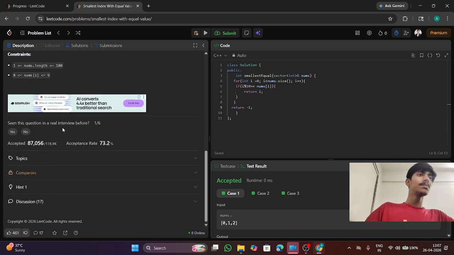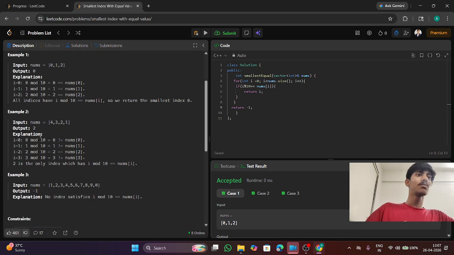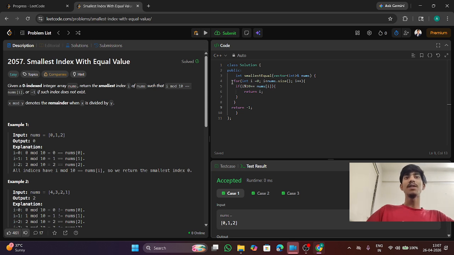so I explain the time complexity. Time complexity is O(n) because of a single for loop, and space complexity is O(1) because no extra memory is used. So I submit this question.